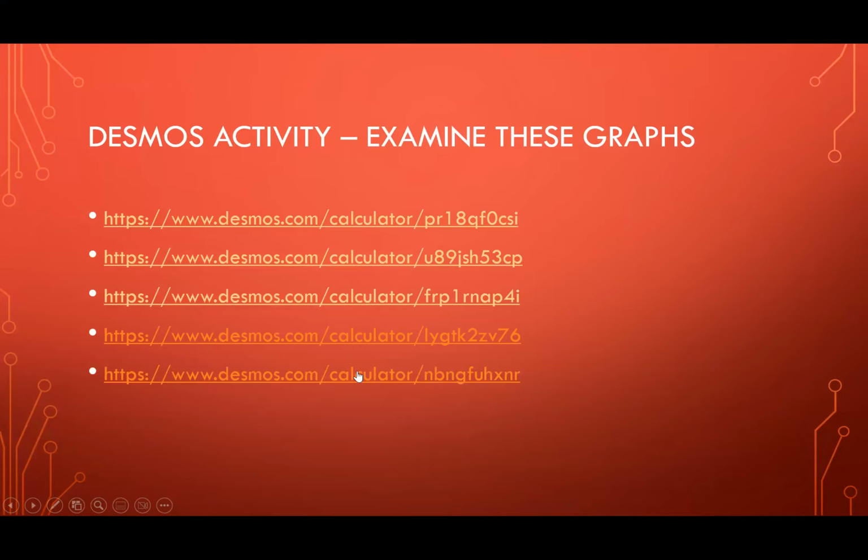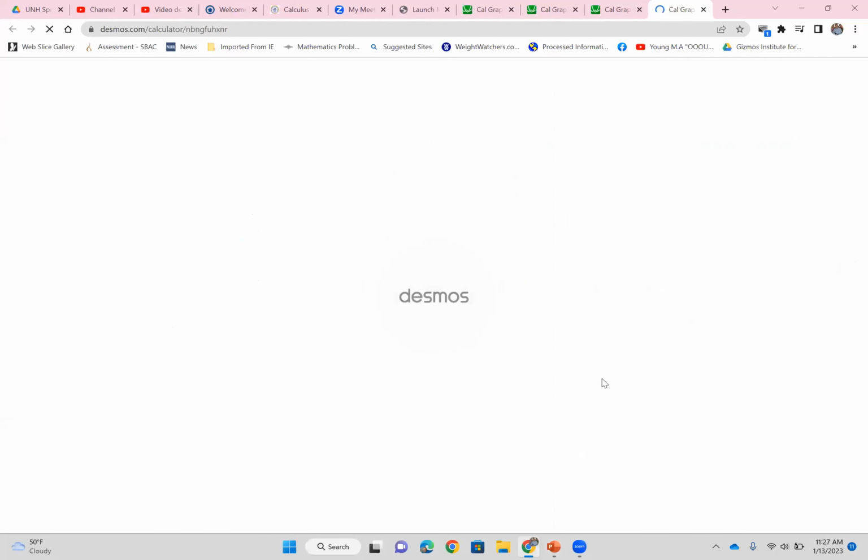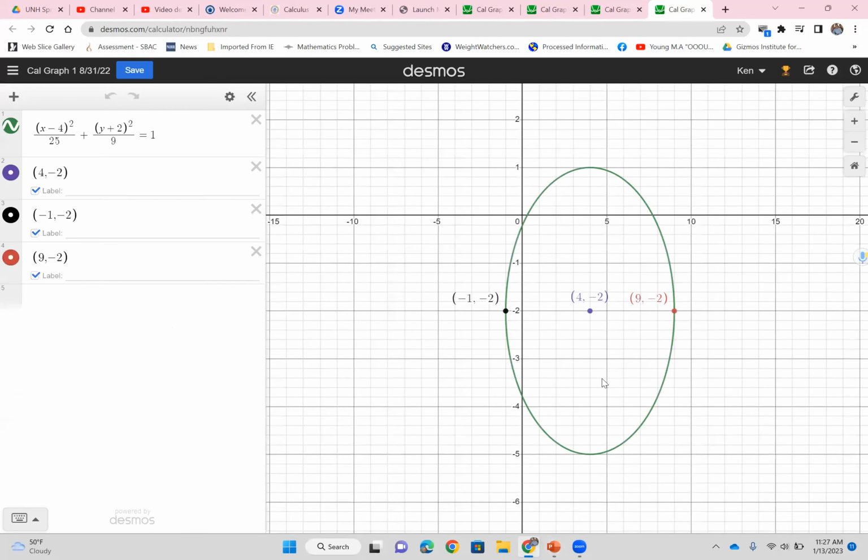Let's try one more. Wow, look at this. We have an ellipse. And we see that the smallest x value occurs here at x equals -1. And the biggest x value occurs here at 9. So we would say that the domain is from -1 to 9 inclusive.